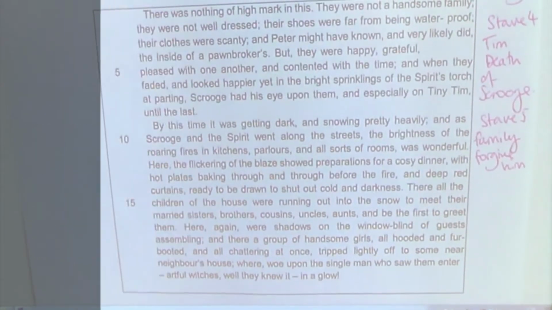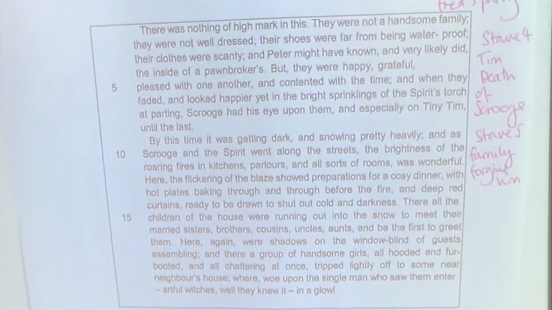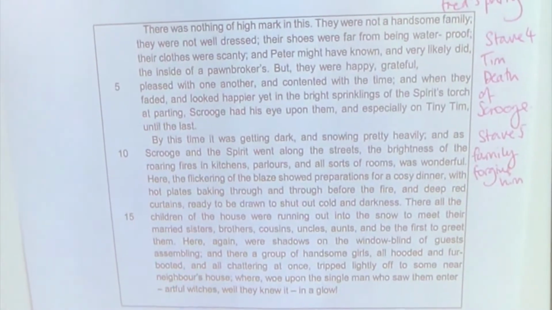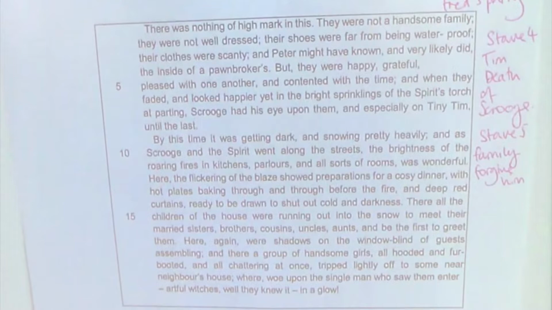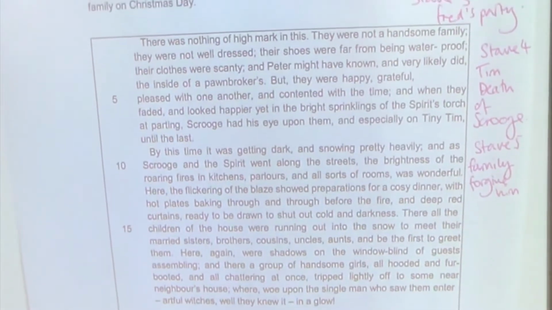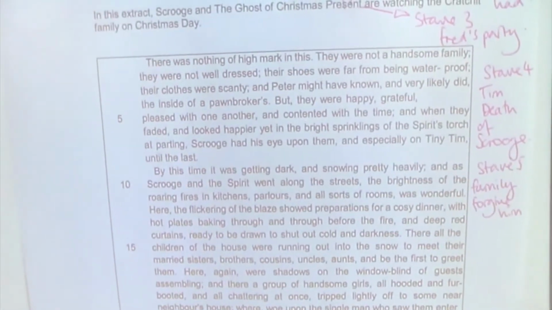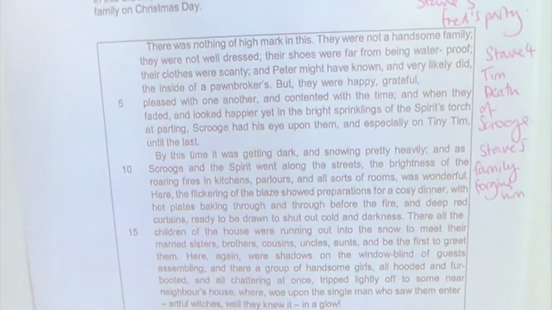Remember, we're not feature spotting here. We're not trying to just point out where we see a simile, for example, or an adjective. We're looking for where that key theme is being presented, where we're seeing the idea of family. So we'll read through it together.